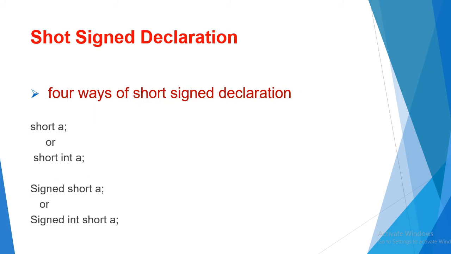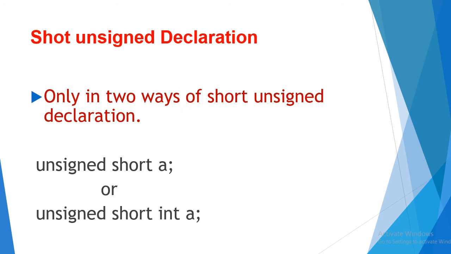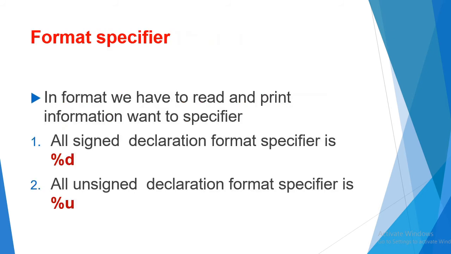You can see here all four are there: short a, short integer a, signed short a, and signed short integer a. You can take them with the help of percentage d. And unsigned ones you can take with the help of percentage u, meaning unsigned short a and unsigned short integer a. A format specifier is what reads our value and prints our value.